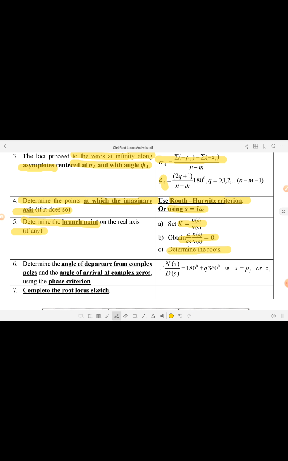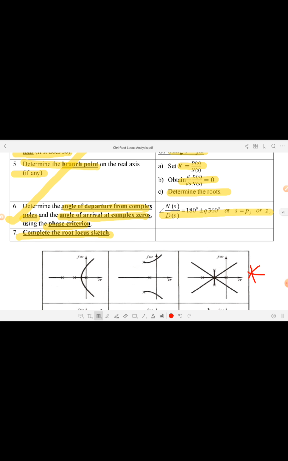And in the final step before sketching, the angle of departure from a complex pole and the angle of arrival to a complex zero are based on the angle condition as I have previously covered, and after the determination of all of the previous steps from 1 to 6, then we can complete the root locus sketch in this manner.